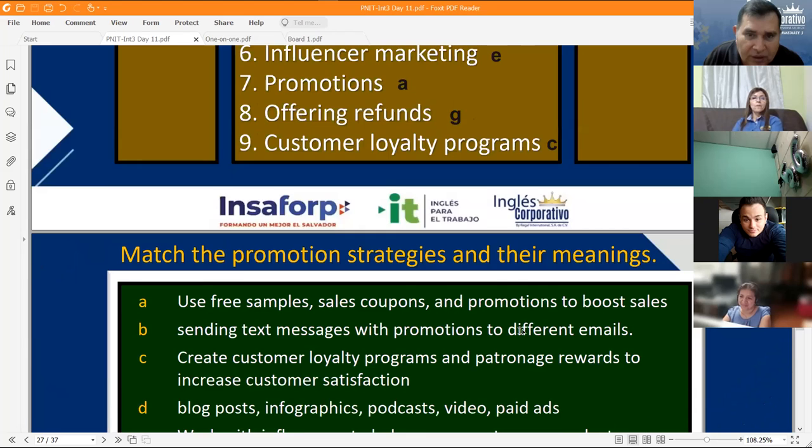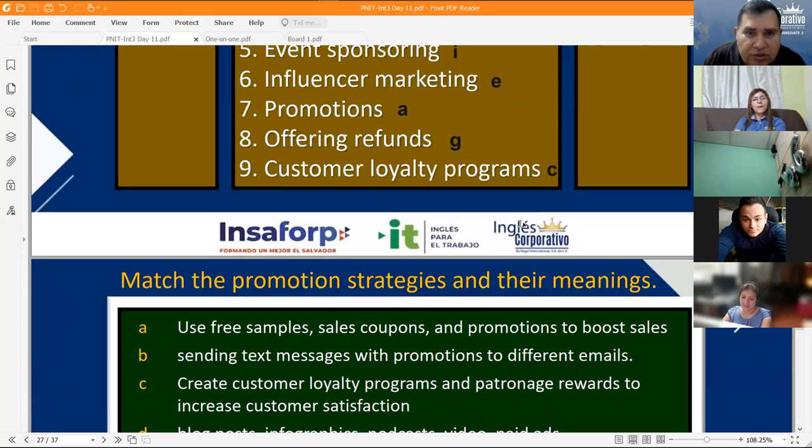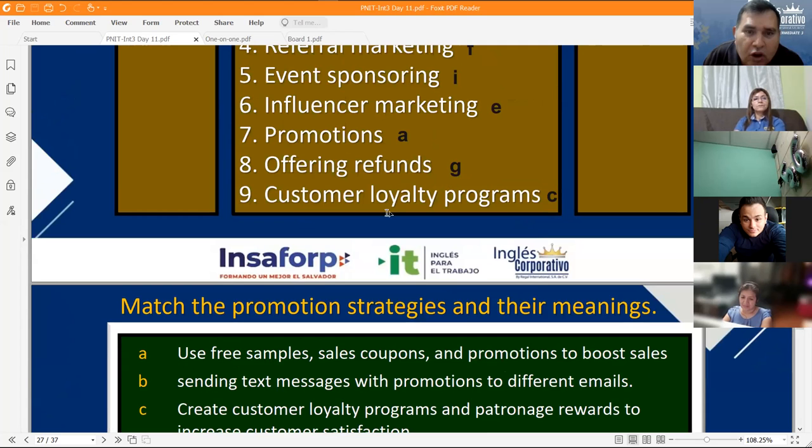offer refunds and rebates to keep customers happy. For example, if a customer refers to other people and they bring in three or four people who come and buy at your store, you can refund the money of a product this person has bought. That is another type of promotion that happens a lot in the United States. Now, offering refunds.